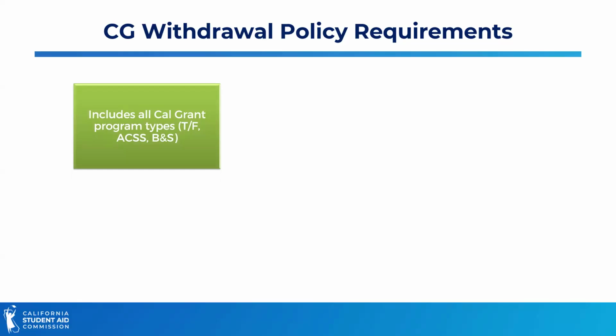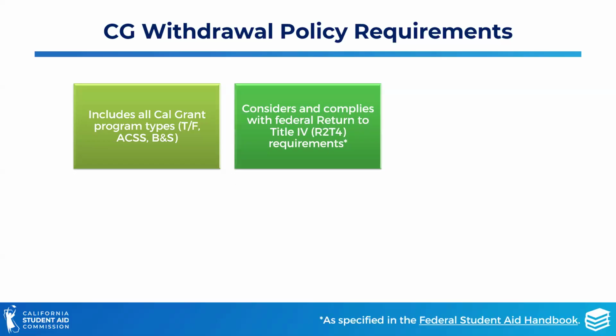Other than these requirements, it's up to the school to determine what they do with Cal Grant when a student withdraws. So your policy must include all Cal Grant program types, including tuition and fees, access, and books and supplies. They have to be all included in that policy. Your policy should also consider and comply with R2T4 requirements as they're specified in the FSA handbook. So make sure you are referring to that handbook when developing your Cal Grant withdrawal policy, or if you're refining it if you're an existing school.